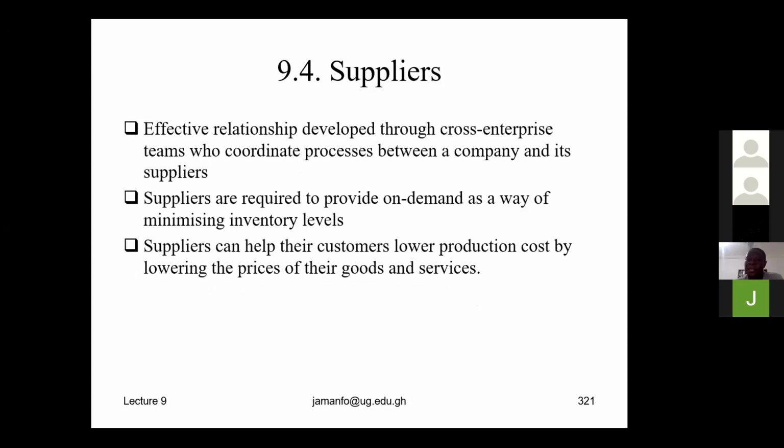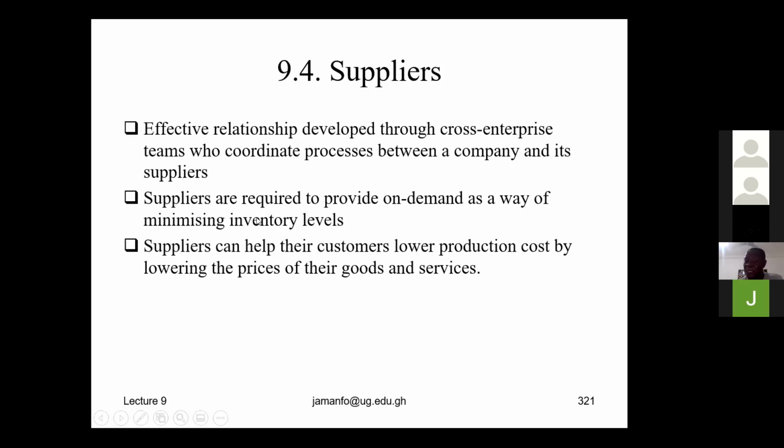Now, let's also understand effective relationship management with suppliers. We do so through cross-enterprise teams who coordinate processes between the company and its suppliers. Suppliers are required to provide on demand as a way of minimizing inventory levels. See, if we are able to work closely together with our suppliers, like the example of Walmart, we are able to reduce inventory. Remember that the more inventory you have, the more your cost level is, because in the end, some of this inventory will never get used.